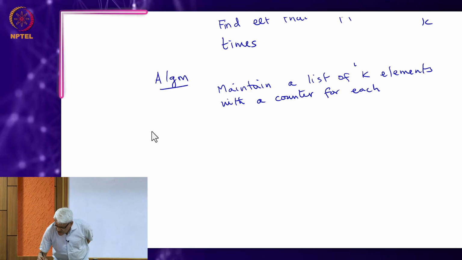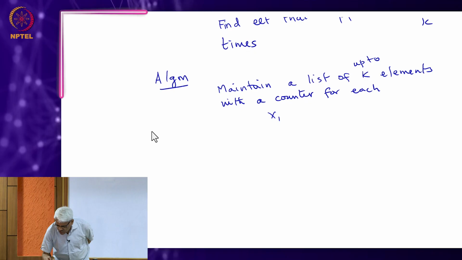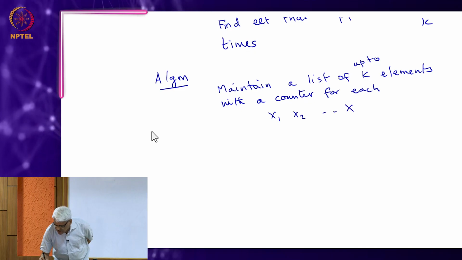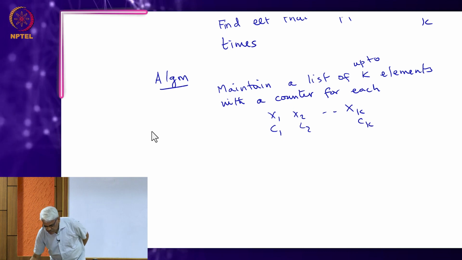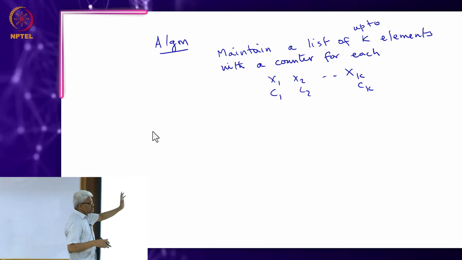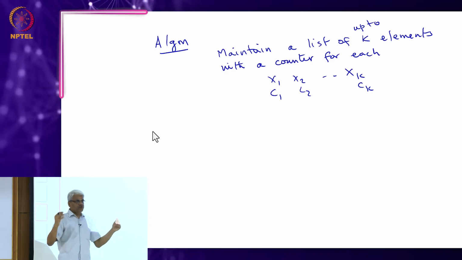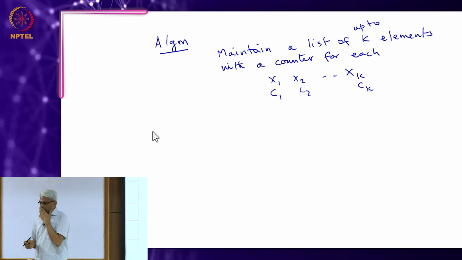List of up to k elements, not always. So let's say it's some x1, x2, ..., xk, and c1, c2, ..., ck. Some of these positions may be empty, because you may not be storing k elements, you may be storing some small number of elements.